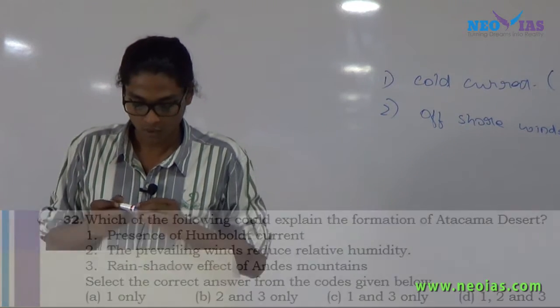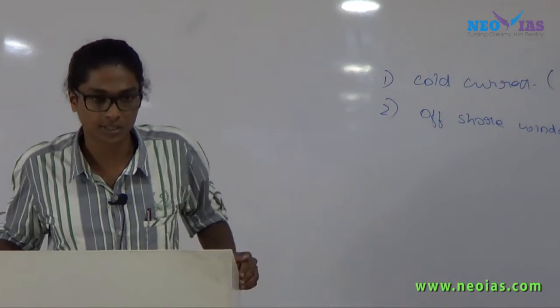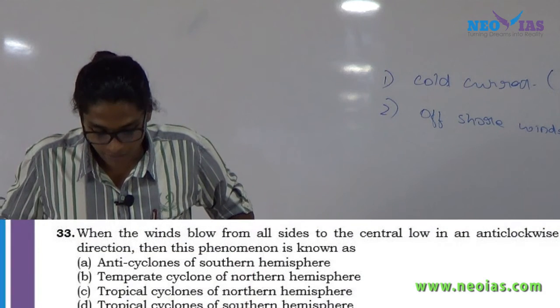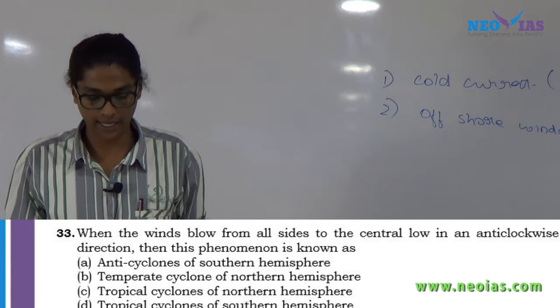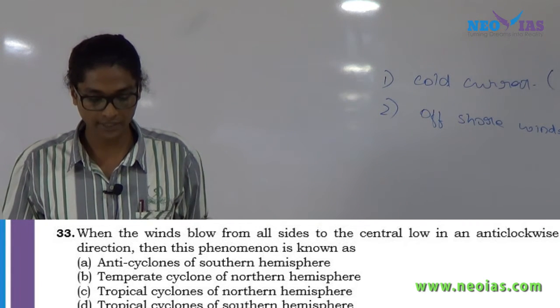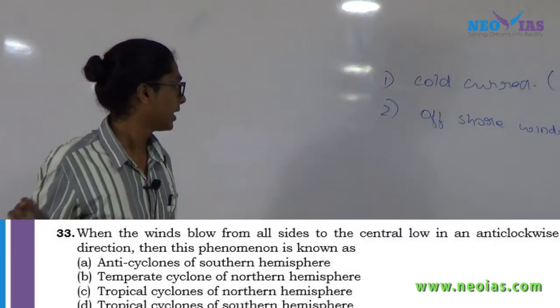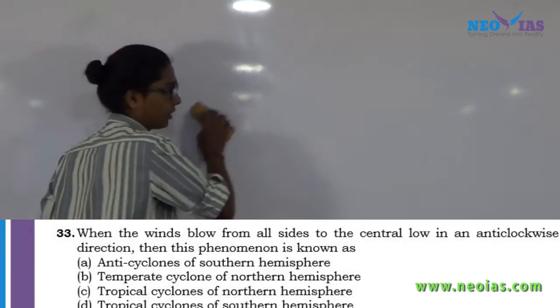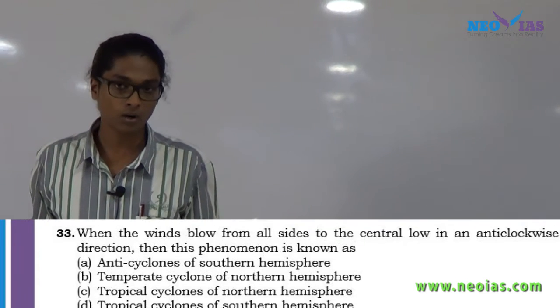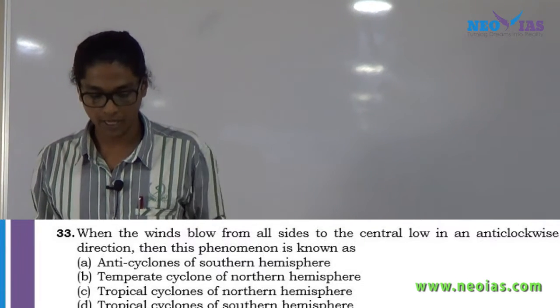Okay, now come to the next question, 33. When the winds blow from all sides to the central lobe in an anti-cyclonic direction, then this phenomenon is known as, again that question is actually an ABCD question. Right? You need to understand all these statements, then only you will be able to get to the answer.